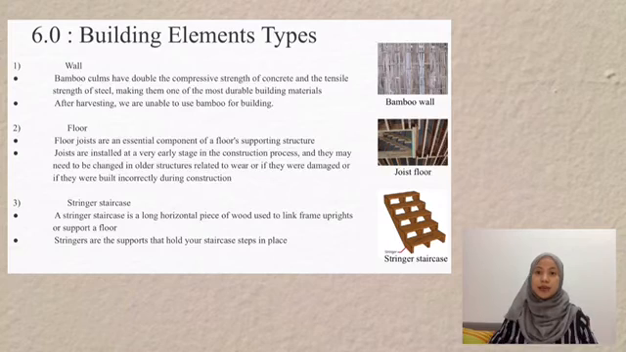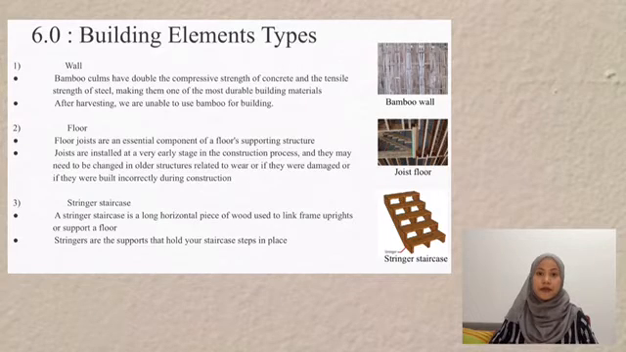Building elements type of Perak traditional house. Wall. Bamboo can have double the compressive strength of concrete and the tensile strength of steel, making it one of the most durable building materials. After harvesting, we are able to use bamboo for building.